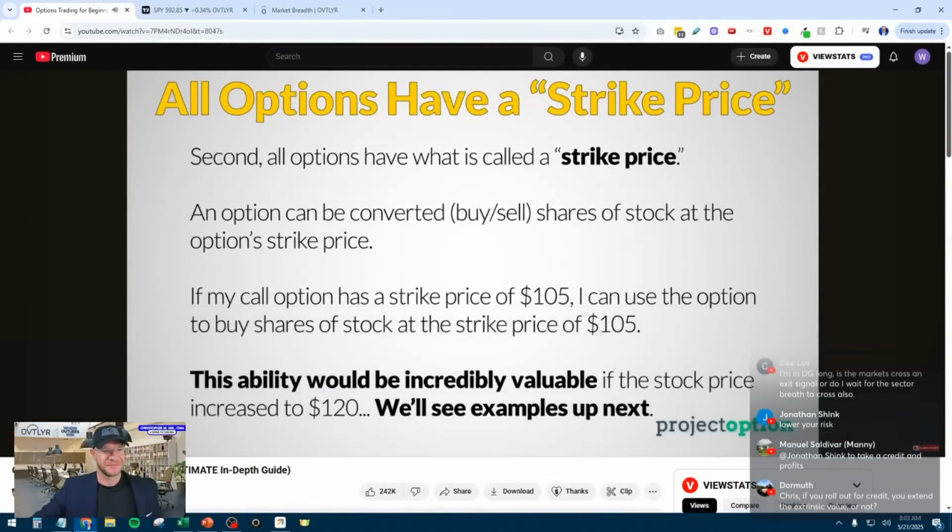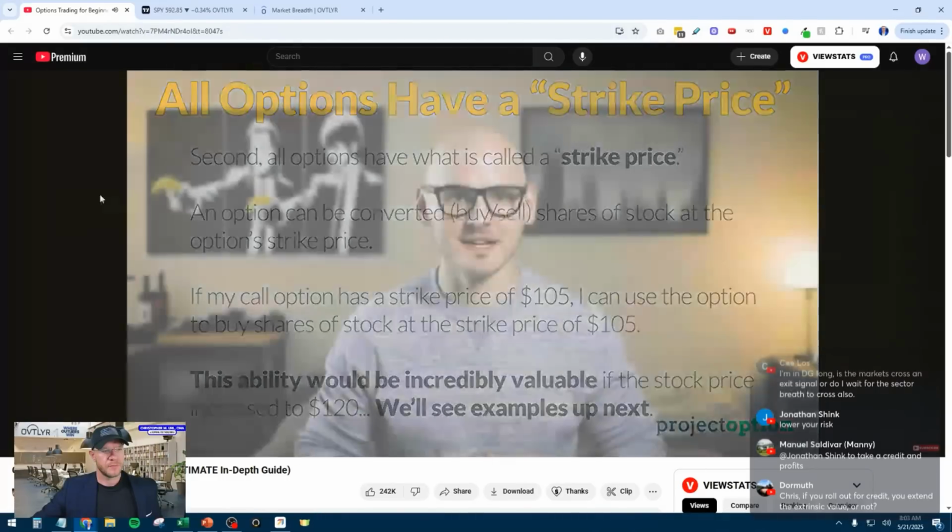Option characteristic number two is that all options have what is called a strike price. The strike price is the price at which the option can be converted into shares of stock. If I have an option with a strike price of $105, that means in the future, if I want to buy or sell shares of stock using my option, I can do so at the option strike price of $105.